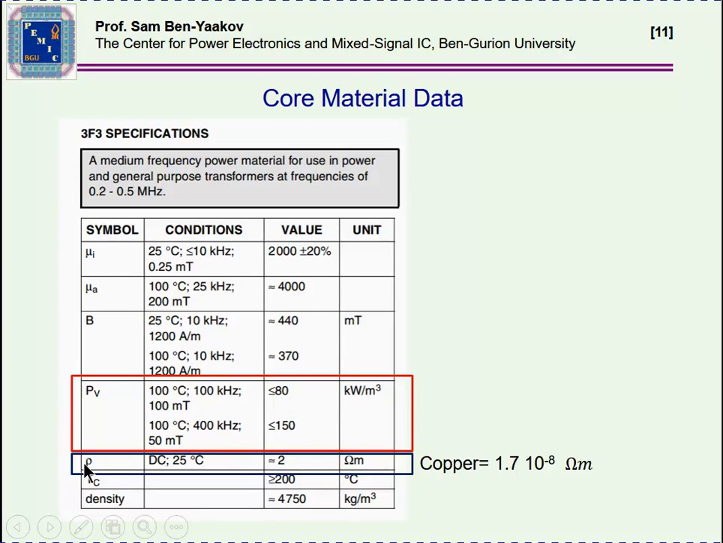Interesting information is here. This is rho. This is the resistivity of the ferrite. And it is 2 times 10 to some power, in units of ohm meters. This is the unit of resistivity.